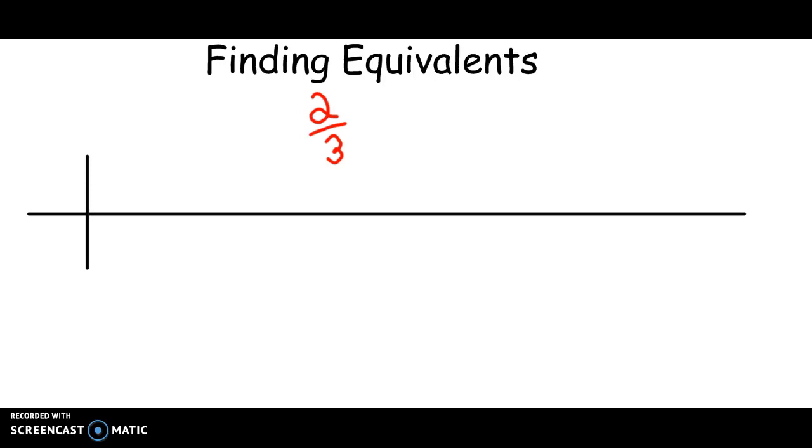How can we find equivalent fractions? We've done lots of work with the ratio table so far this school year. How can we use this to help us find equivalent fractions?